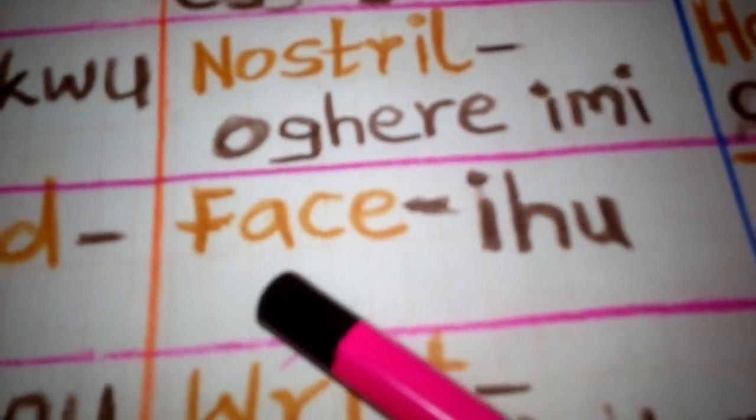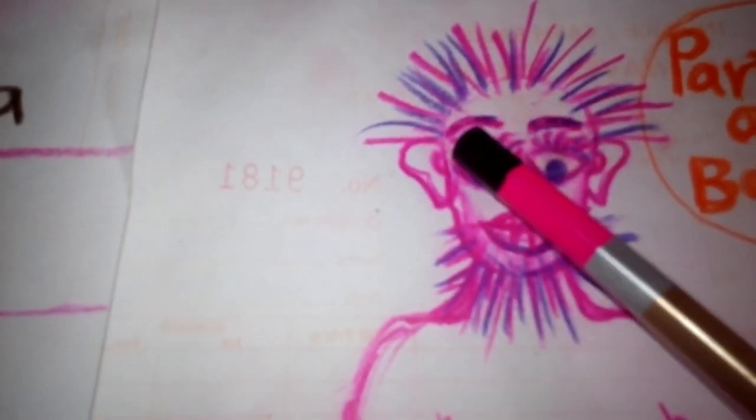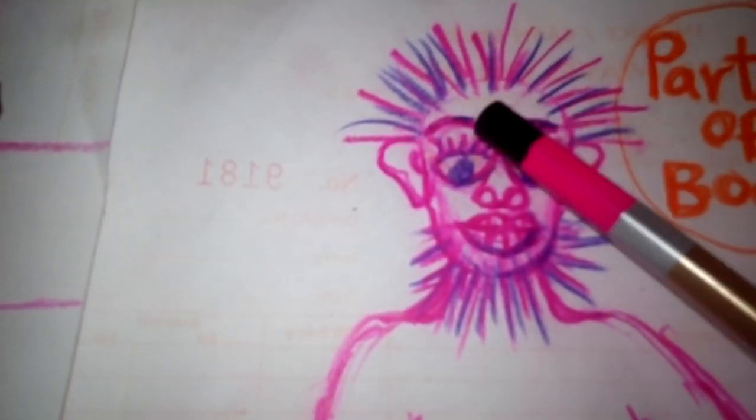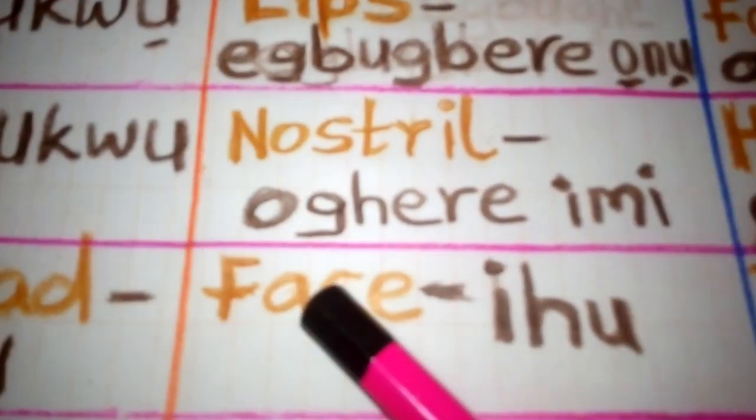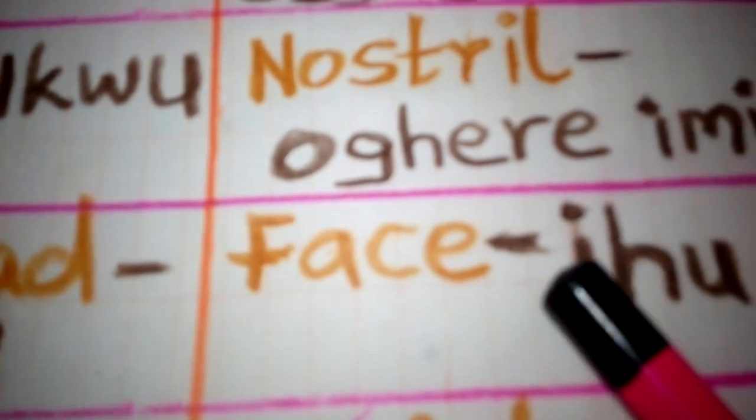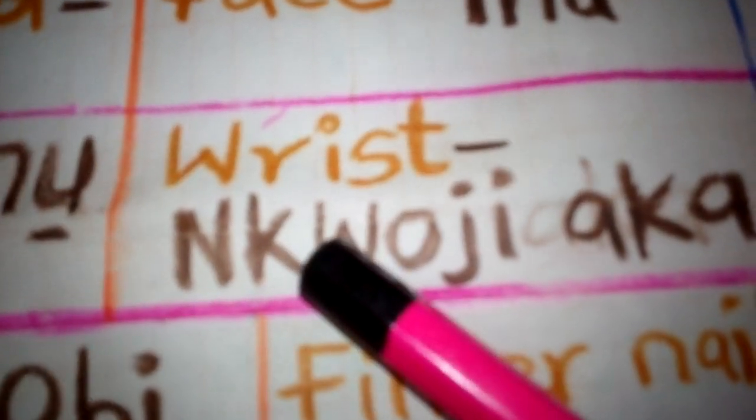Face, ihu. Ihu is this part of the head that's in front of the head. All this area is what we call ihu, that is face, ihu in Igbo language.